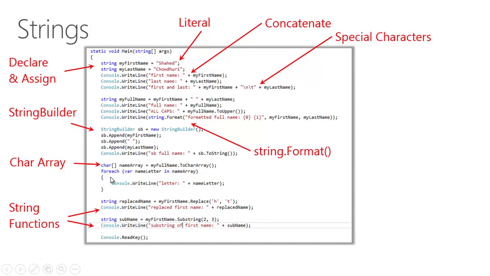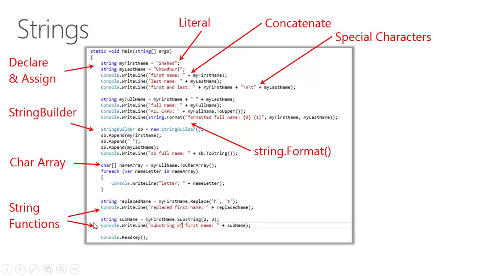Next, I would like to see the contents of name array. So I can use a foreach loop. Foreach can be used to iterate through collections or arrays. In this case, I have name array as my character array, and I'm looping through every letter in name array. I've decided to call that variable name letter. So when I print out Console.WriteLine, it's going to print out every letter one by one. So the thing I've done here is I've converted my string to an array of characters, and then I've looped through each of those characters to print it out.